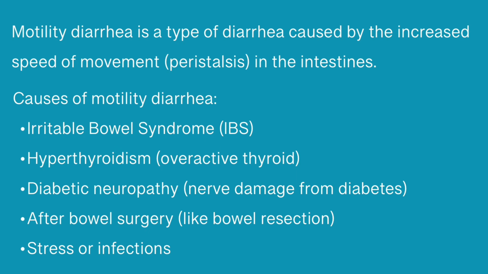Causes of motility diarrhea: irritable bowel syndrome, IBS, hyperthyroidism, diabetic neuropathy, after certain surgeries like bowel resection, infections, or stress. In all of these cases, we can use antiperistaltic drugs like Loperamide or Diphenoxylate to slow down the movement of the intestines. This can help reduce stool frequency and give more time for water absorption.